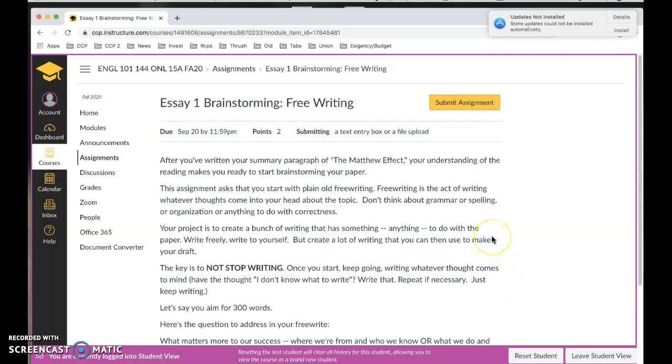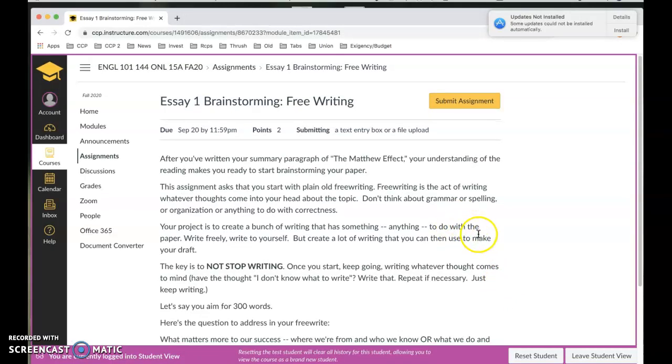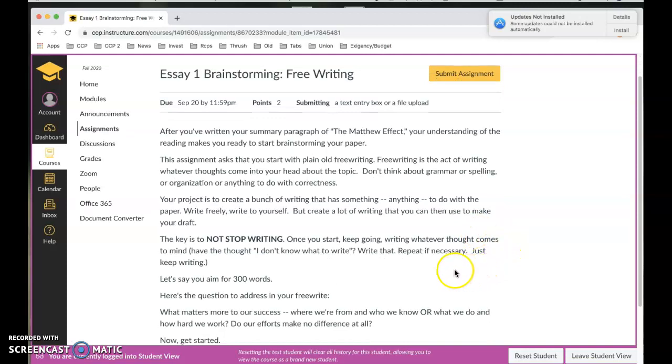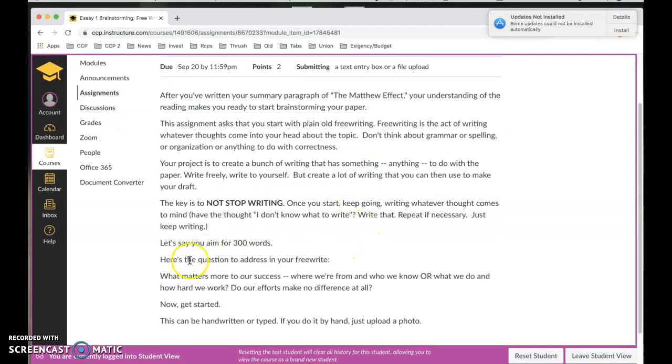And then I've got a few things for you to do that are going to help you get moving on the paper. The first one is a brainstorm, which you do after you've completed your summary. I want you to do a brainstorm that relates to your I say, which is what you'll do in your paper where you're going to respond. So I say, what matters more to our success? Where we're from or who we know or what we do or how hard we work? Do our efforts make no difference at all?